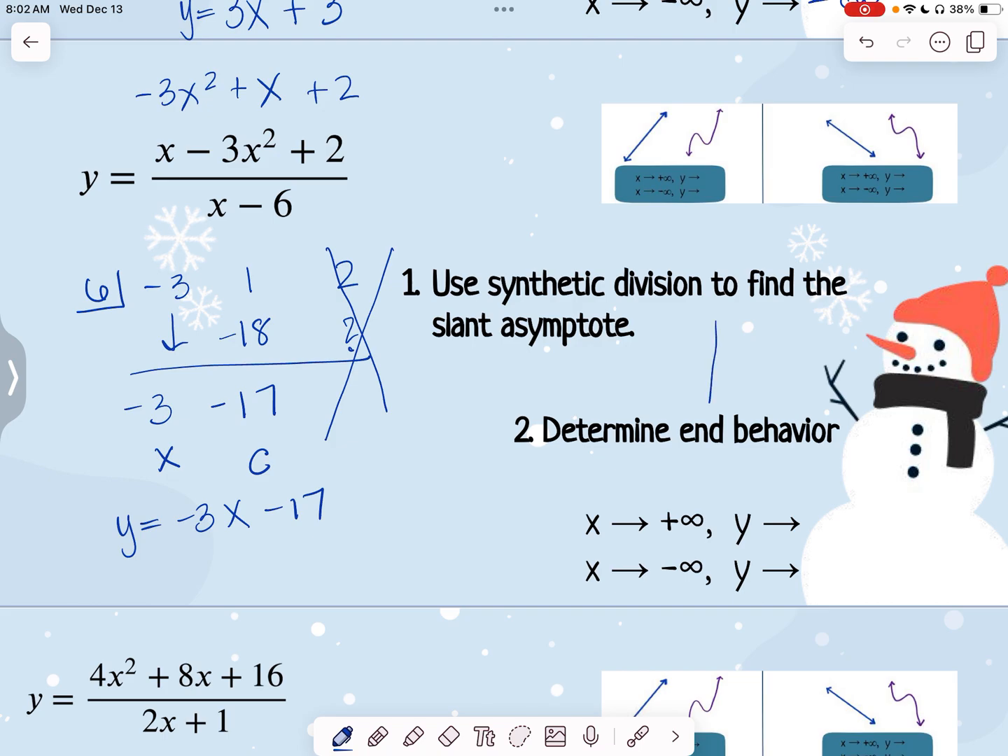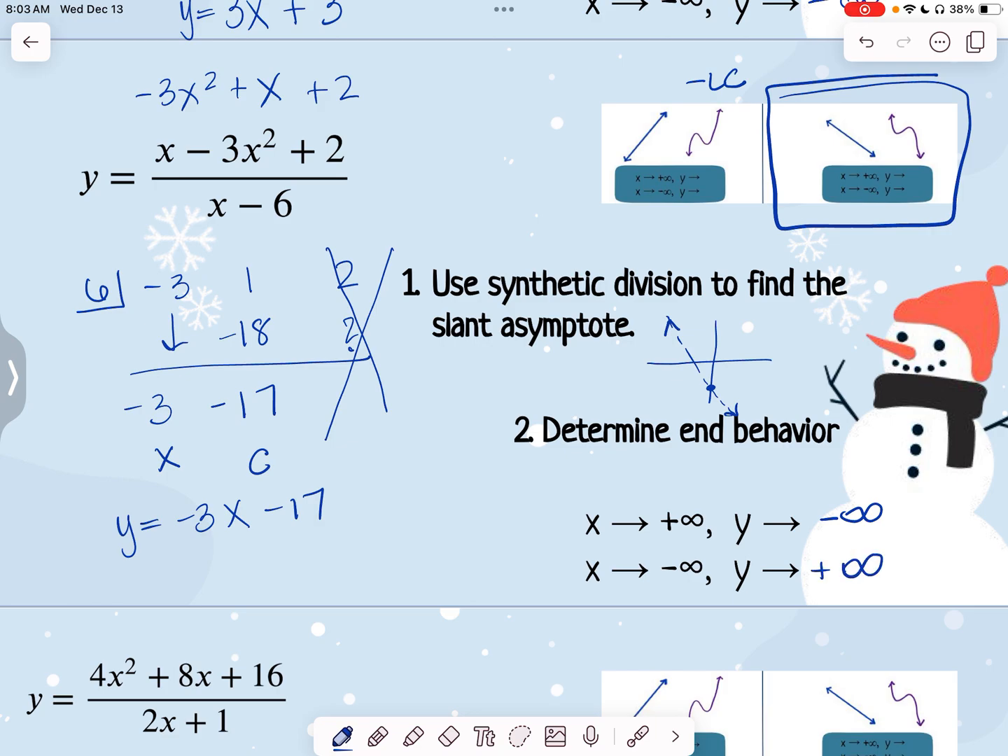So if I graphed this one, I'd start at negative 17, and then I would do my down 3 over 1. My slant asymptote would look something like this. So I have this here. I have a negative leading coefficient, negative 3. This one goes towards negative infinity on the right and positive infinity on the left.